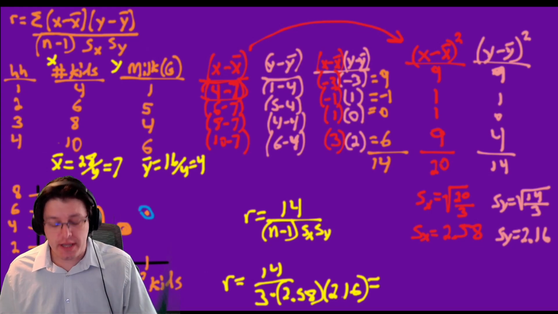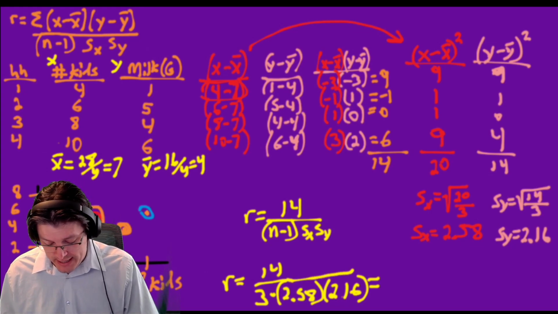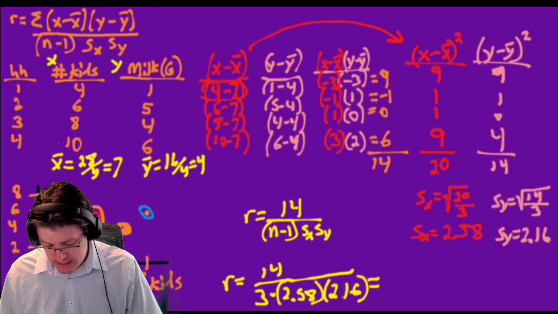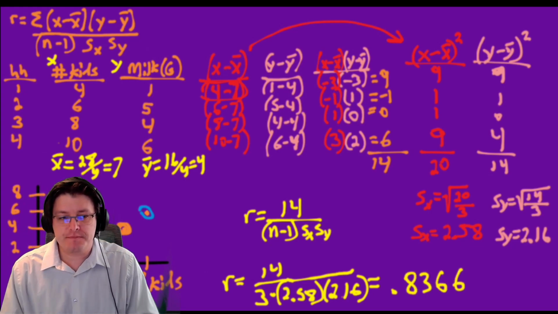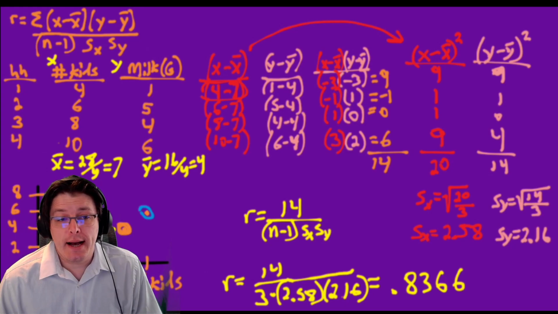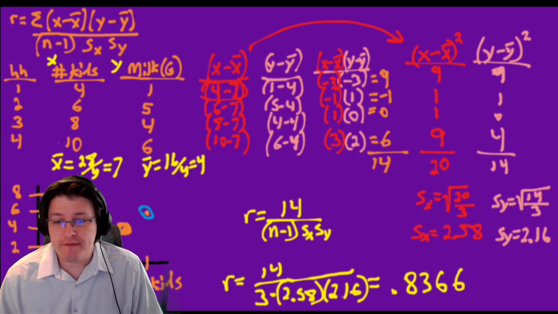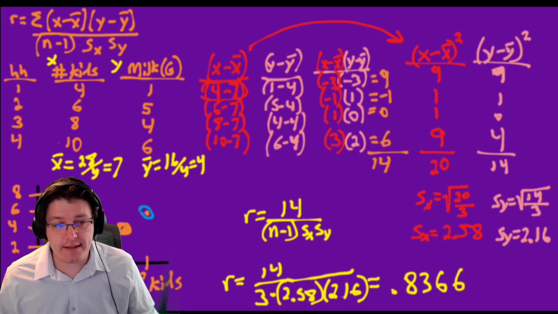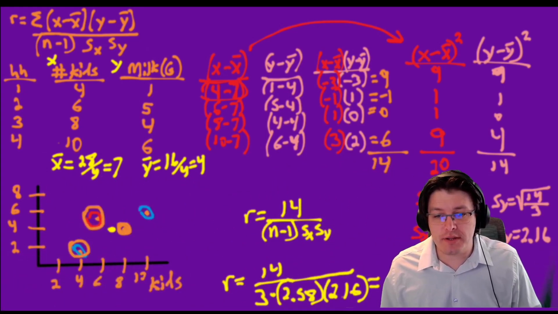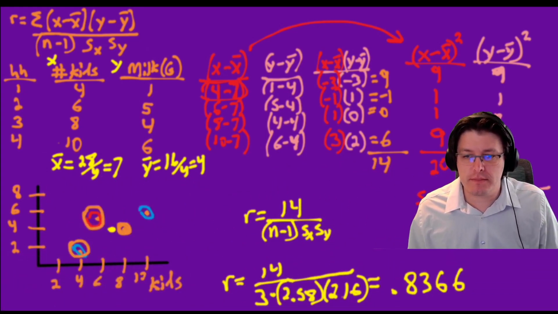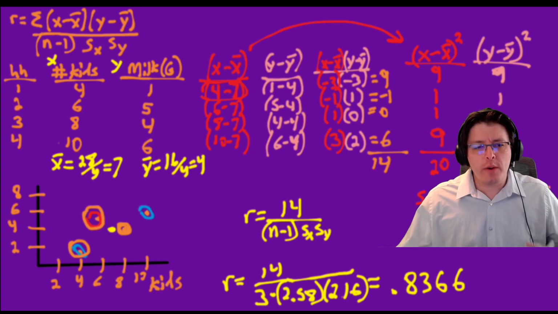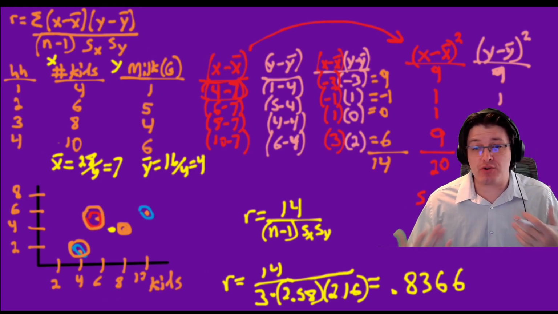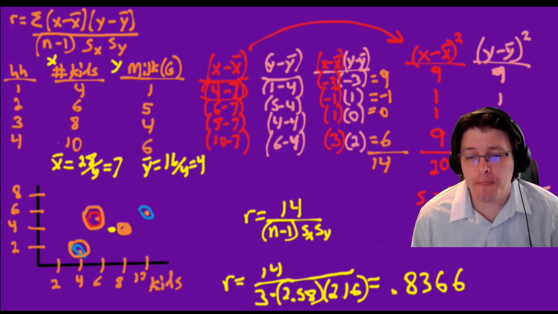Okay, smush that all together, and we have r is equal to 0.8366. Okay, and that's our correlation. We have a correlation of 0.8366. That is the relationship. How well do these two variables move together? We'd probably say a strong positive correlation.